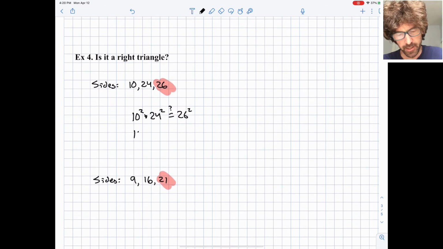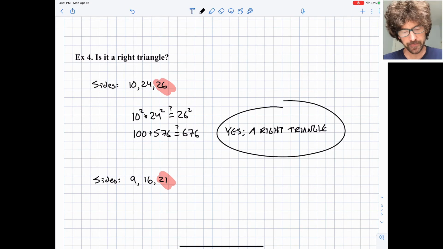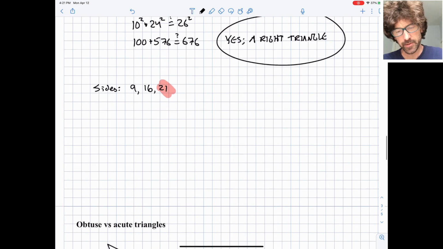So is 100 plus 576 equal to 676? And it is. Yes, we're working with a right triangle. So we can conclude that we're working with a right triangle for that first one. Let's look at the next one.